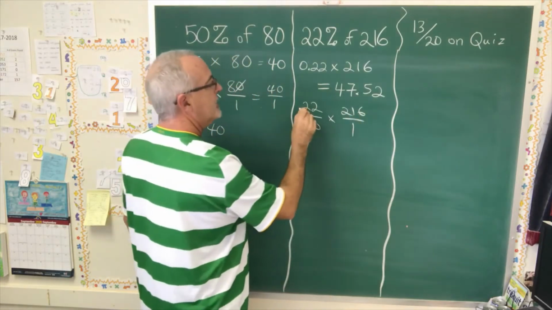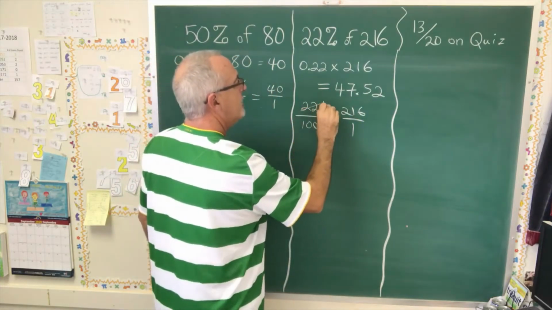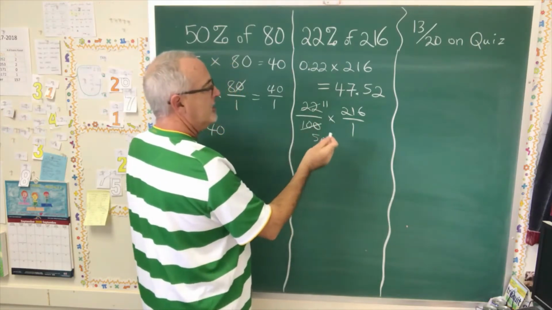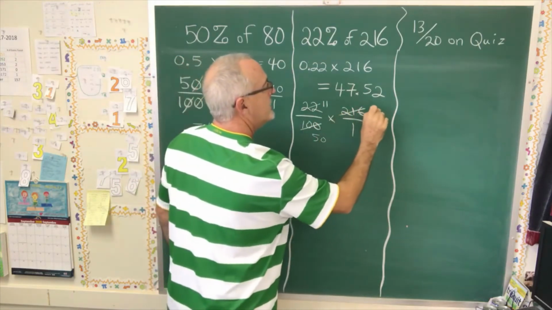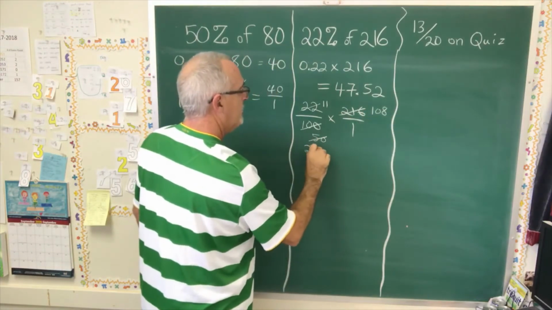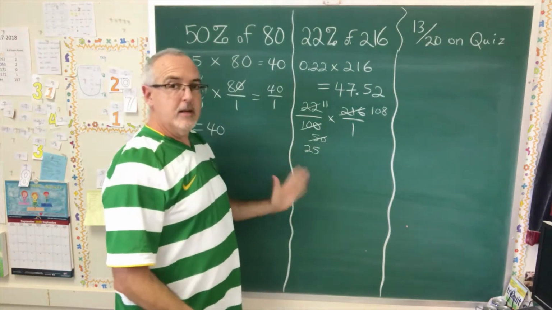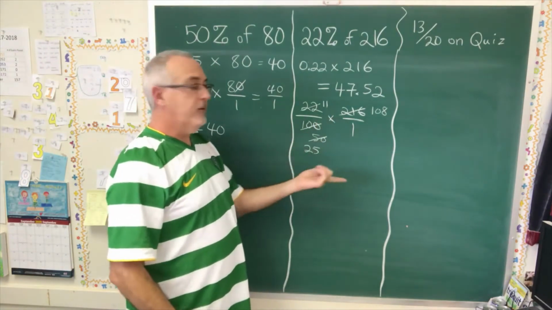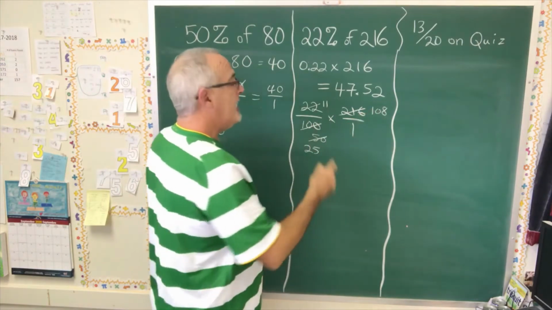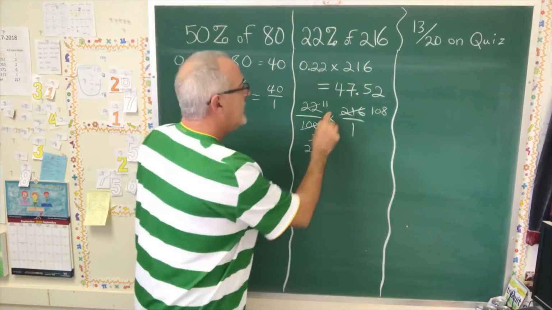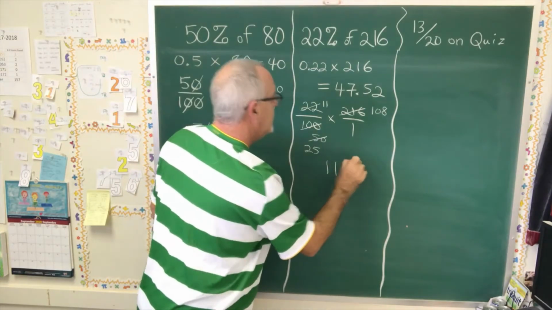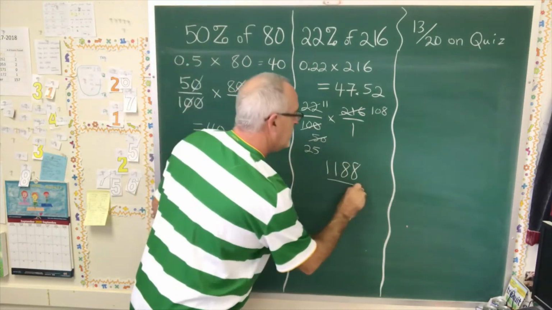If I cancel, I can cancel a 2 here, leaving an 11, and this leaves a 50. And I can cancel another 2, turning this into 108, and this into 25. But at that point, I can't cancel anymore. And it starts being helpful to have the calculator because we are now multiplying 11 times 108. And that's not so easy to do in your head. 11 times 108 is 1,188. And 25 times 1 is 25.